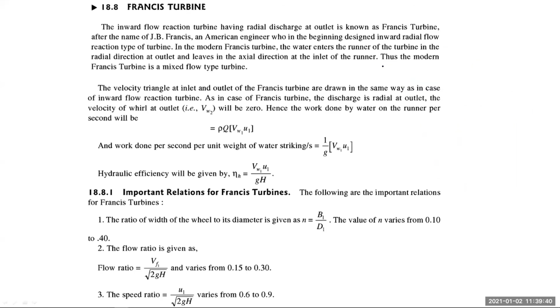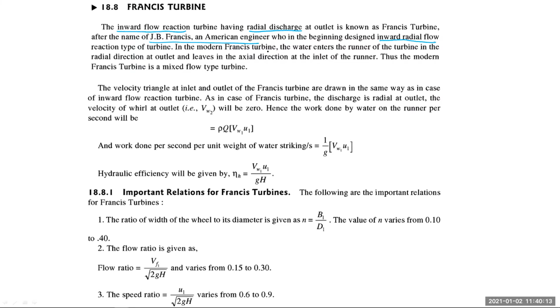This is very important. Now we will see the reaction turbine, the Francis turbine. As you can see on your screen, it is an inward flow reaction turbine having radial discharge at the outlet, known as the Francis turbine. It is named after an American engineer, J.B. Francis, who in the beginning designed the inward radial flow reaction turbine.